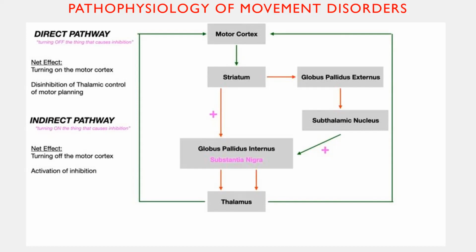The direct pathway runs from the striatum to the globus pallidus, thalamus, and motor cortex. The indirect pathway runs from the motor cortex to the striatum, subthalamic nucleus, globus pallidus, thalamus, and motor cortex. Diseases affecting the direct pathway lead to hypokinetic movement disorders, and diseases affecting the indirect pathway lead to hyperkinetic ones. The thalamus and motor cortex are the last relay stations, and the globus pallidus interna and substantia nigra act as the switch. Okay.